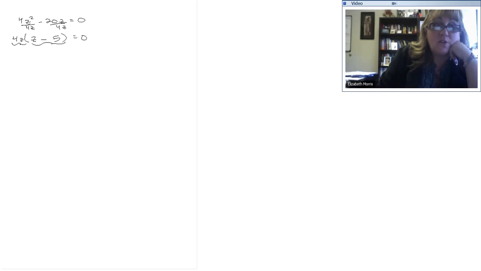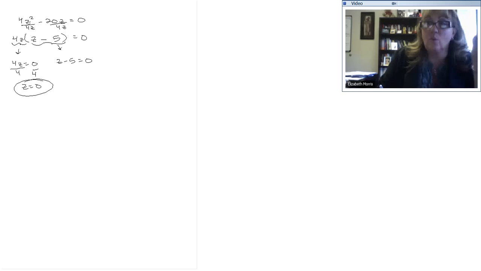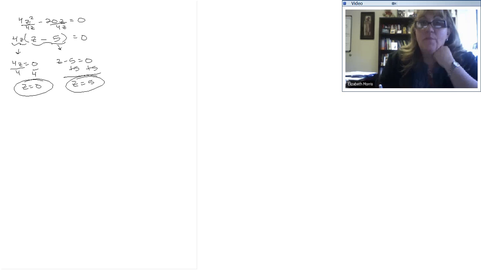So I set 4z equal to 0, and I set z minus 5 equal to 0. When I divide by 4, z is 0. So 0 is an option. That's one answer. And if I move the 5 over, I also get 5. So z could be 0 or z could be 5.